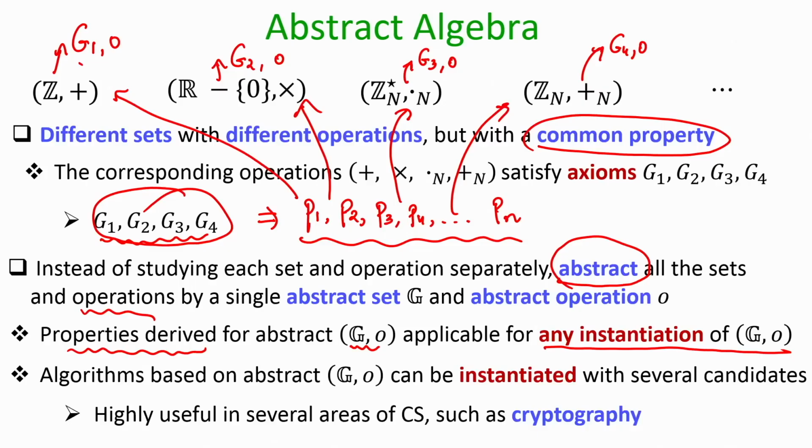topic in computer science, because once we do this abstraction and derive properties for this abstract group and abstract operation, then depending upon our requirement, our application, we can instantiate the group and the operation with some concrete set and concrete operation, and then apply these properties that we have derived on those corresponding concrete instantiations. And this is very helpful in several areas of computer science, especially in cryptography, which we will see later.